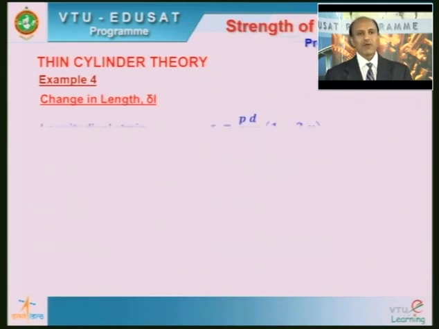Now, similarly, we talk about the longitudinal strain. Longitudinal strain is calculated as PD by 4TE into (1 minus 2 nu). This expression is again very similar to the previous expression.